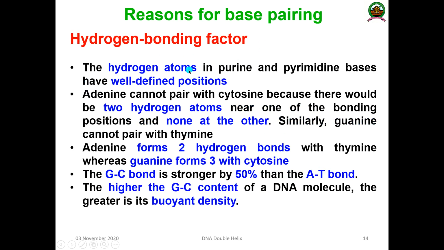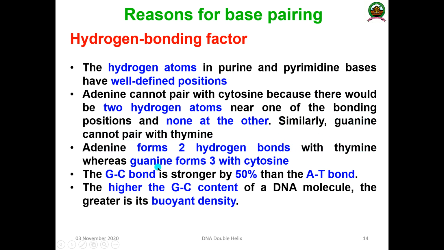The hydrogen bonding atoms in purine and pyrimidine bases have well defined positions. Adenine cannot pair with cytosine because there would be two hydrogen atoms near one of the bonding positions and none at the other. Similarly, guanine cannot pair with thymine. I will tell you the reason. Adenine forms 2 hydrogen bonds with thymine, whereas guanine forms 3 hydrogen bonds with cytosine.